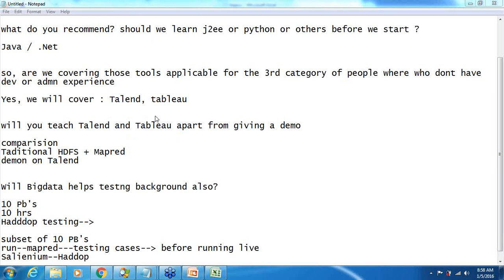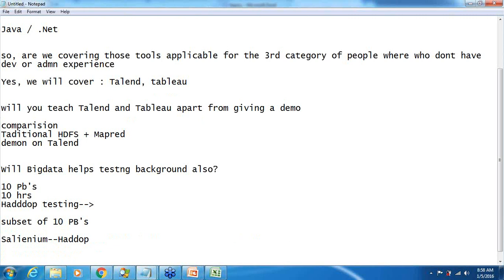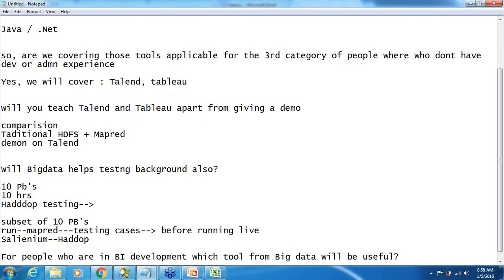Okay, which tool? To answer the question from Shoba, for people who are in BA development, which tool from Big Data will be useful? I think I have already answered your query. Talend, I would say, is one such tool which is widely being implemented across many of the major MNCs. So any other questions left over, feel free to ask so that we will definitely answer it.